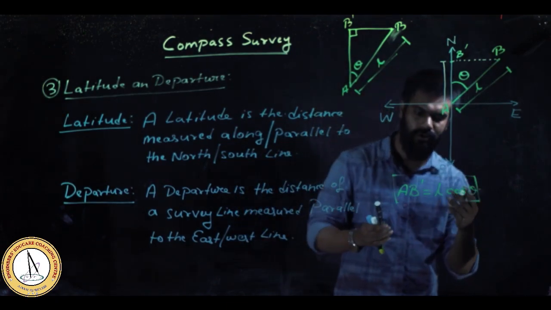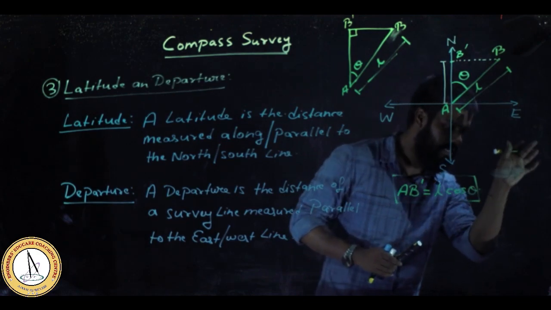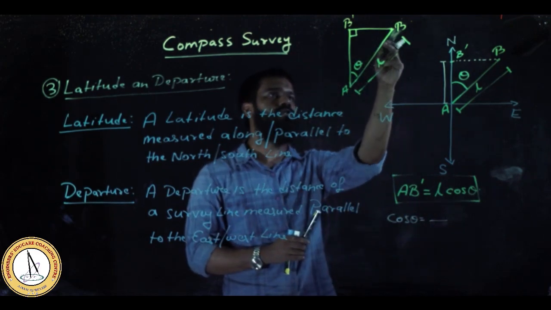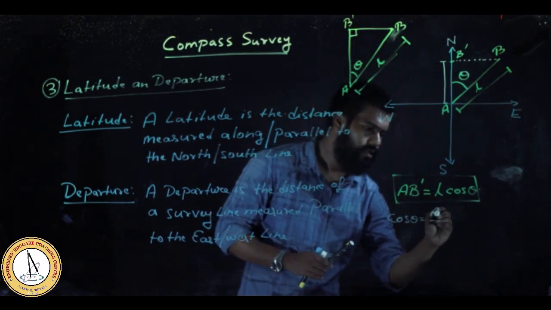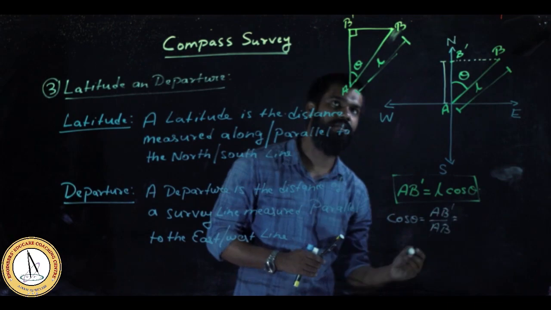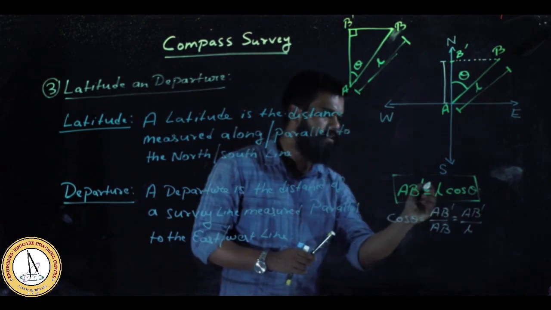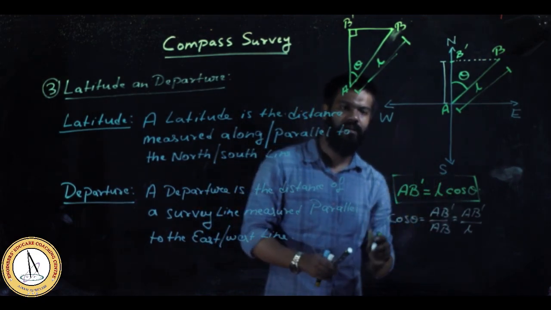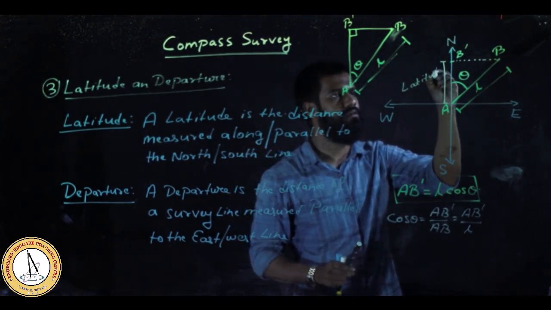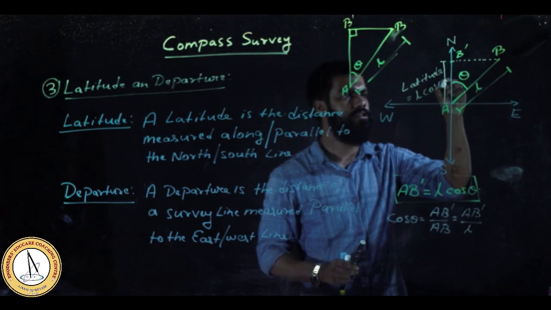You can, for reference, see here: cos theta is nothing but equal to base, that is your AB dash, upon hypotenuse, that is your AB, which is nothing but AB dash upon your L. So from here you can find that AB dash is nothing but L cos theta. So this is nothing but the latitude. So your latitude of this survey line AB is equal to L cos theta.